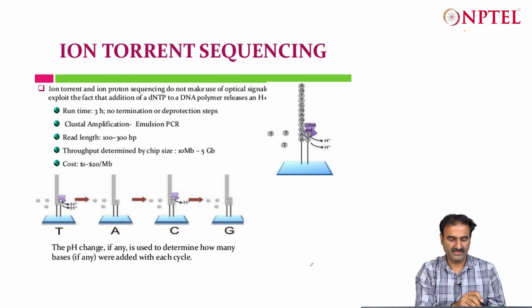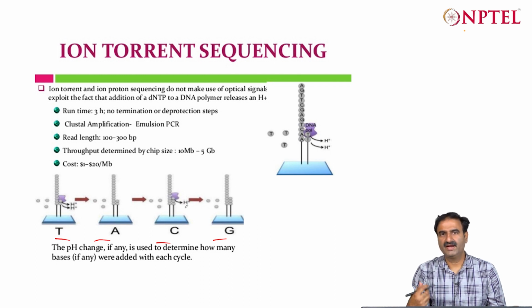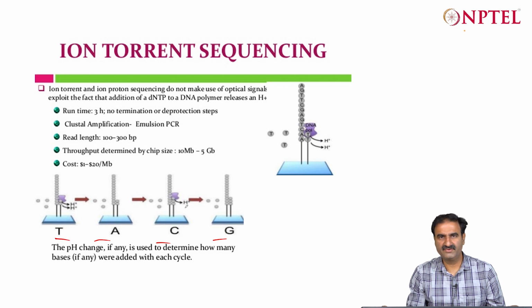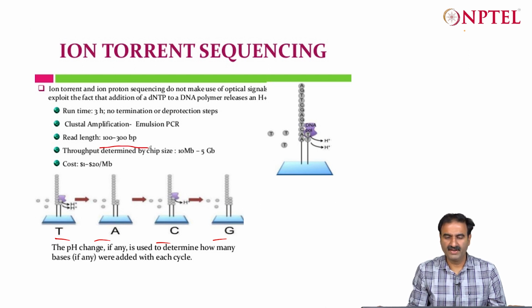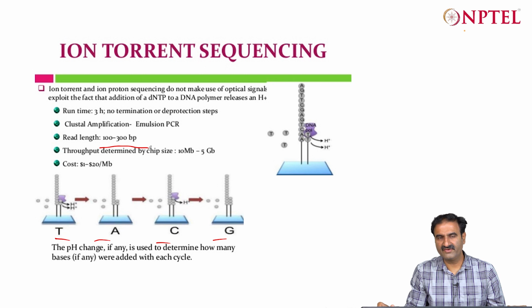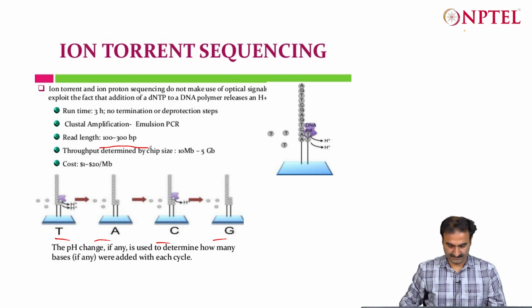So this is the principle: for A, T, G and C, if you are giving C and there is a change in the pH, that means C was the nucleotide that was supposed to be inserted. And again the read length is 100 to 300 base pair. This method still exists today, not so popular like Illumina, but it is still one of the methods used for large scale sequencing.